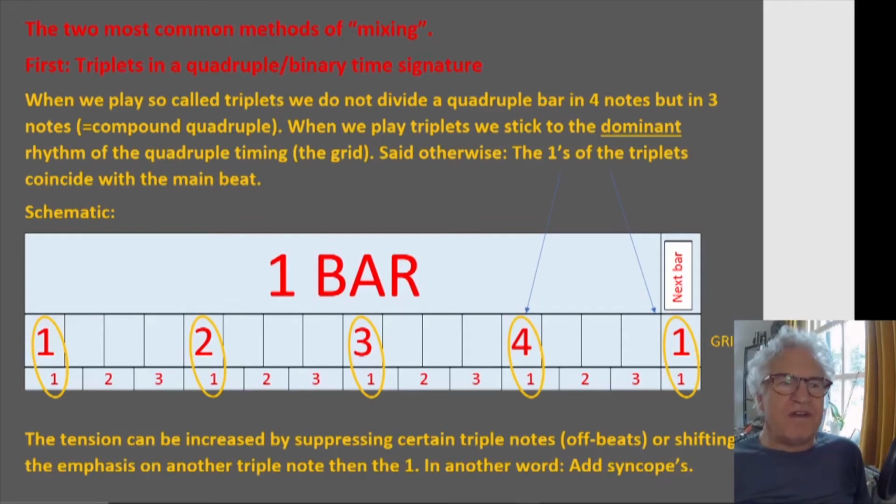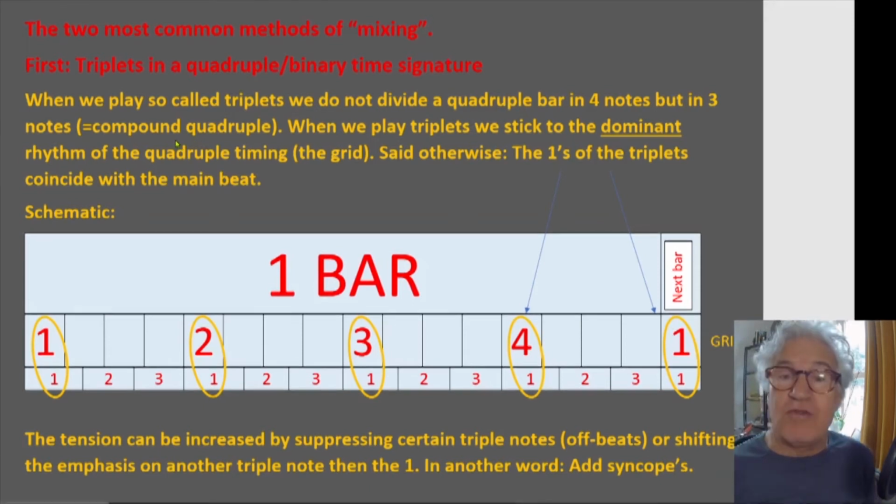Let us take a look at one of the methods of mixing time signatures. First, triplets. Triplets in a quadruple or binary time signature. 1, 2, 3, 4, 1, 2, 3, 4. When we play so-called triplets, we do not divide a quadruple bar in four notes. We do not split the four main beats in eight sub-beats, in eight pulses, but every main beat will be subdivided in three notes.